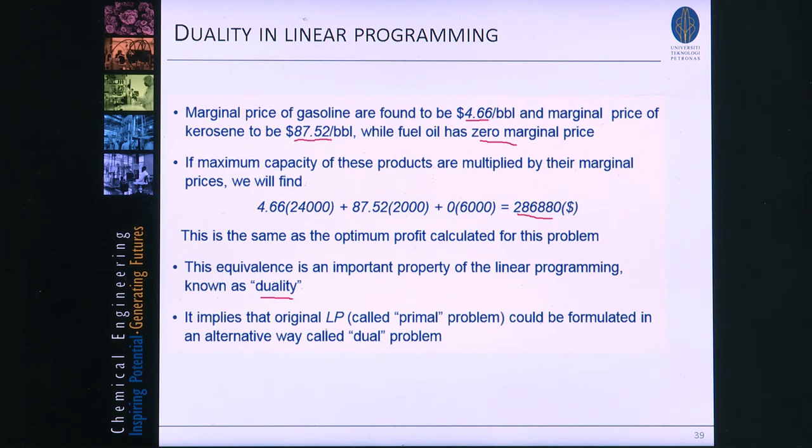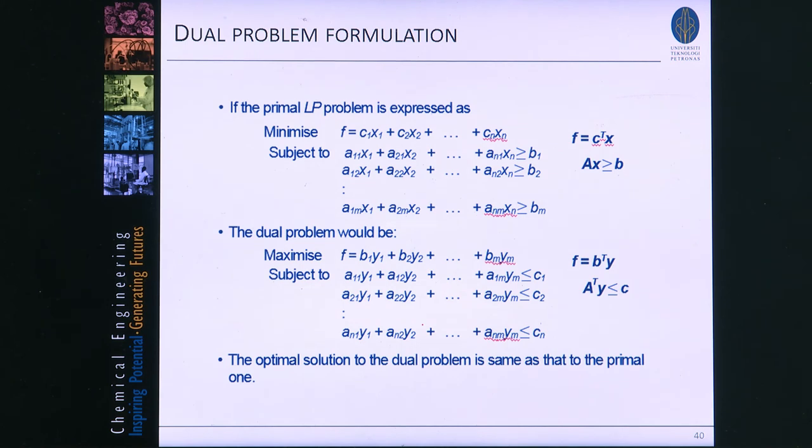The original linear programming is then what we call the primal problem, and in this duality we call it the dual problem. So the formulation is that if we have a minimization problem like this one, F equals to this, and we want to minimize it, and then we make them in matrix form, F equals to C transpose times vector X, and the coefficients A bigger than or equals to B, so matrix AX bigger than or equals to B.